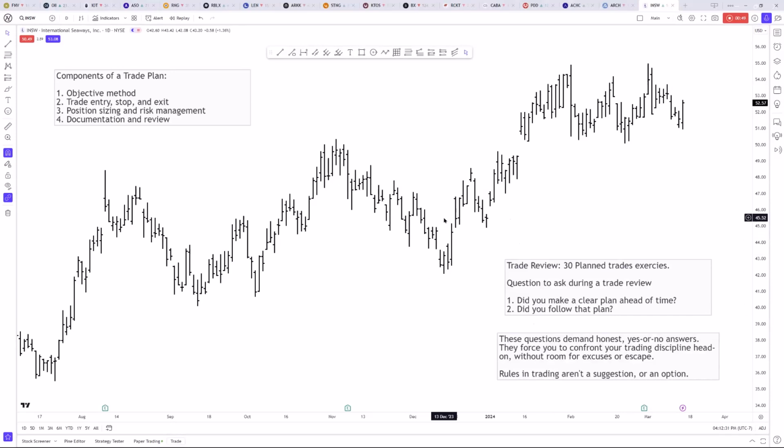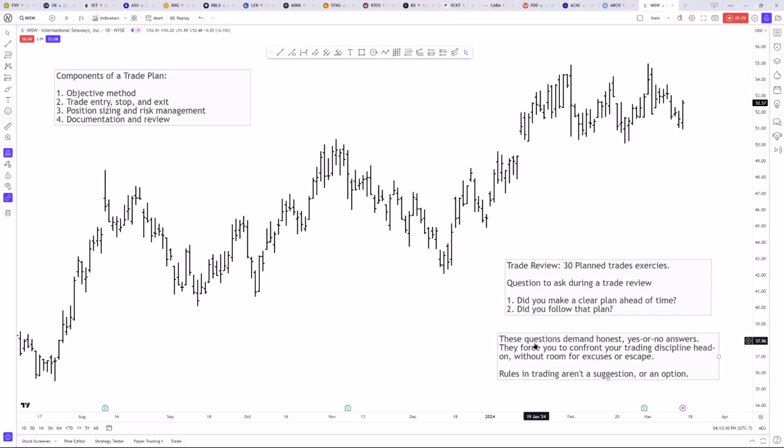And now that we have some trades that we've done since we've started, we'll just do a review. Now, there's a lot of ways to do a review, depending on what you focus on. We're not going to focus on how we could have avoided getting stopped. At this point, this is all about learning consistency and discipline. A review basically has two questions. Did you make a clear plan ahead of time? Did you follow that plan? That's it. These are the kind of questions that demand an honest answer, yes or no.